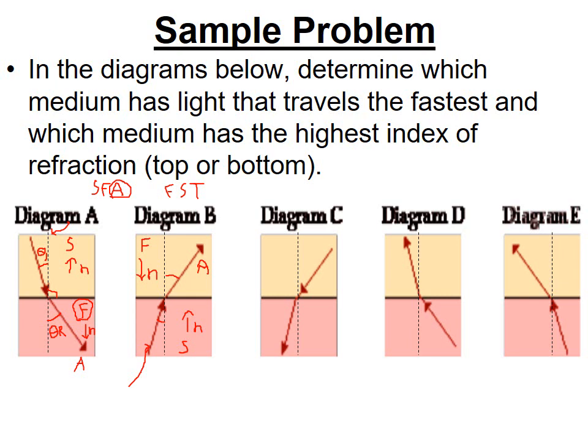Now let's say that a light ray went from medium 1 to medium 2 without refracting. What two possible conclusions could you make? There are two possible conclusions. Think about that. I'll let you attempt the last three diagrams using the same type of analysis that we saw for diagrams A and B.